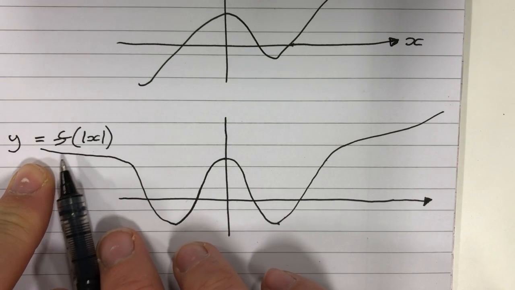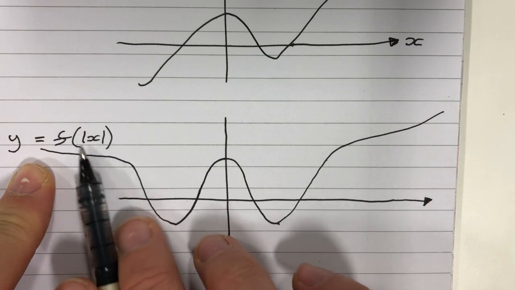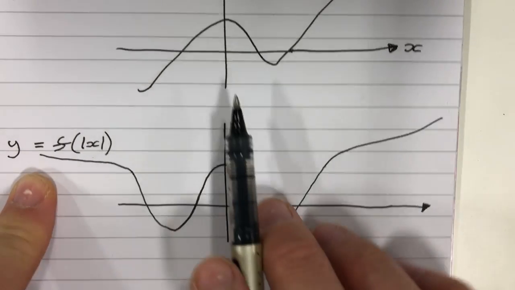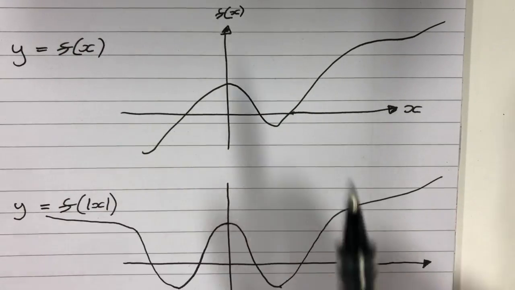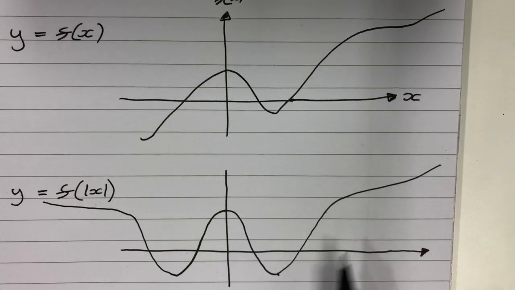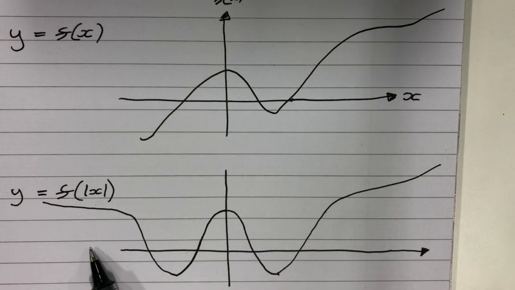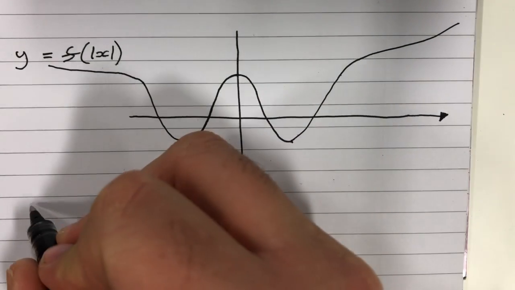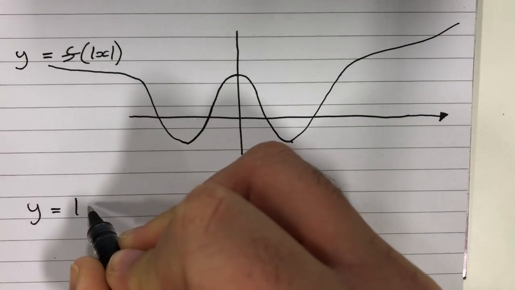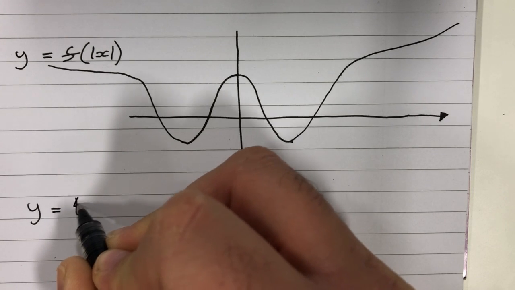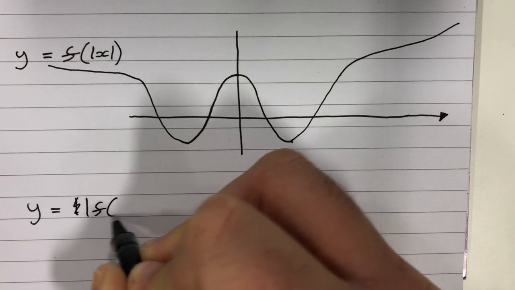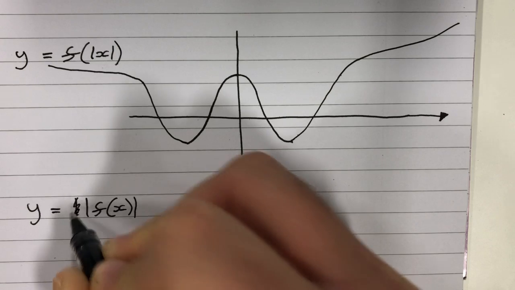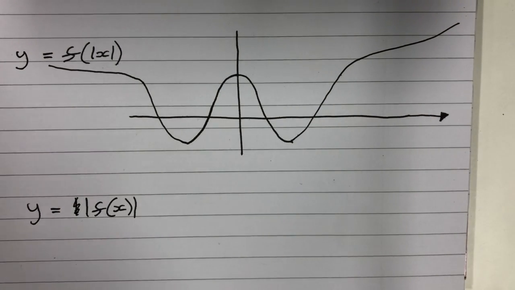And that applies to any graph. Okay, if you take the x and you mod it in the definition of f, then the negative gets ignored, and whatever's in the positive gets reflected in the y-axis. The other thing that we can do is we can take the whole of f and mod it. So mod of f of x. So subtly different to the f of mod of x. This is mod of f of x.